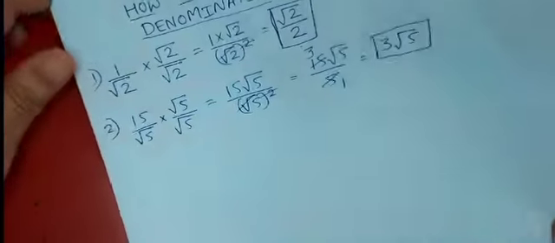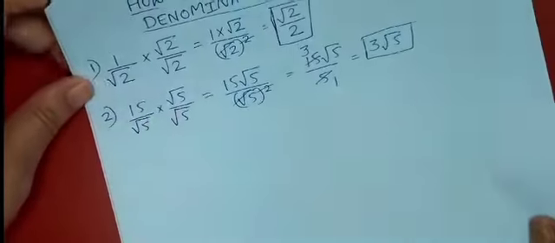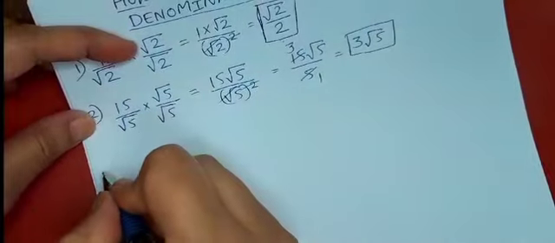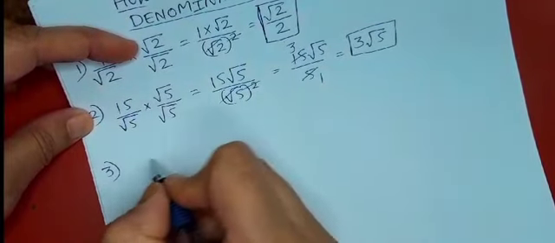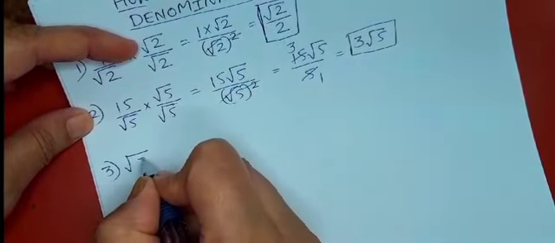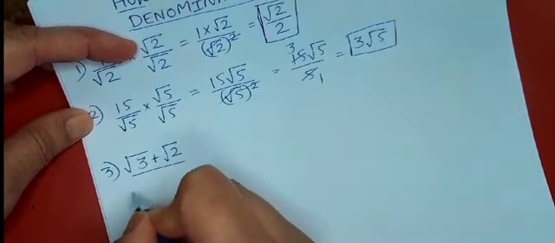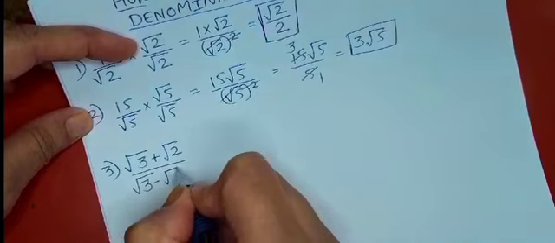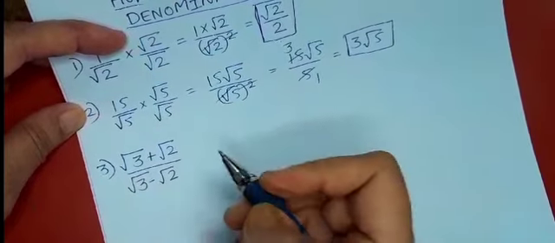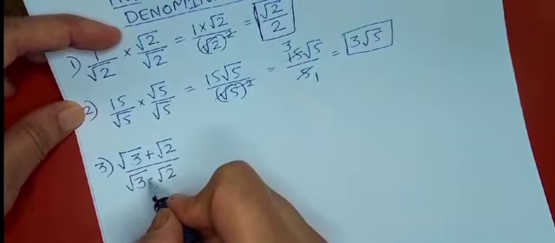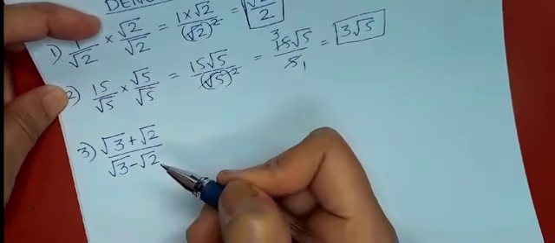Now what if we have a binomial surd in the denominator? Let us take an example of it. Supposing I write root 3 plus root 2 over root 3 minus root 2. So here we have a binomial surd in the denominator.